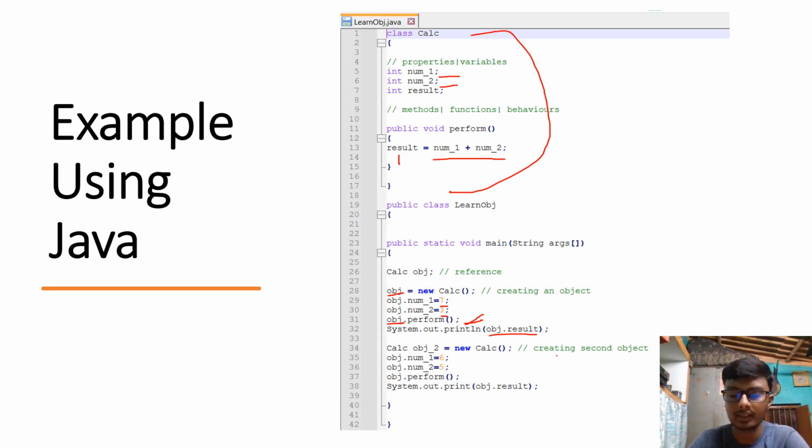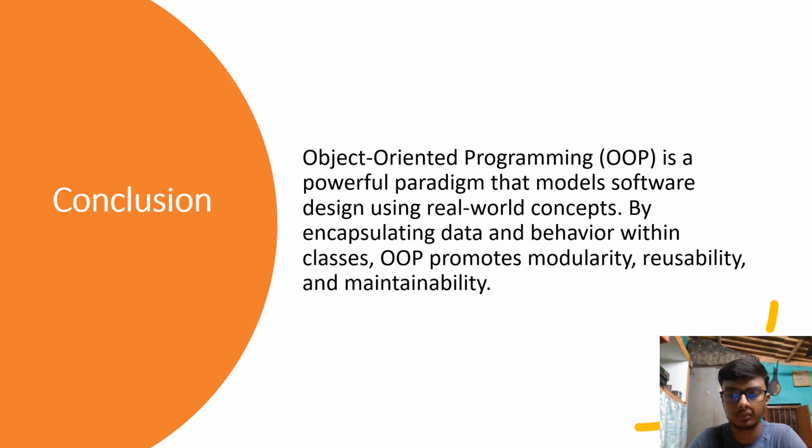Okay, I think it makes sense. Let's move to the next slide. So it's time to conclude this presentation. Object-oriented programming is a powerful paradigm that models software design using real-world concepts. By encapsulating data and behavior within classes, object-oriented programming promotes modularity, reusability, and maintainability.